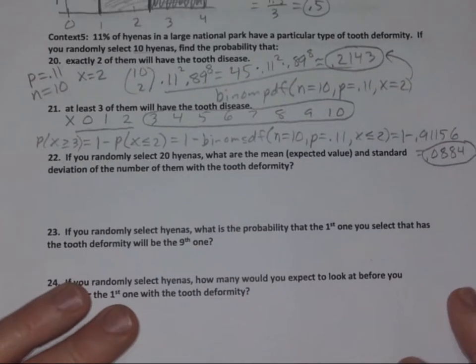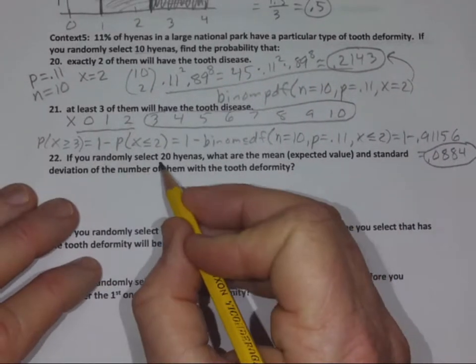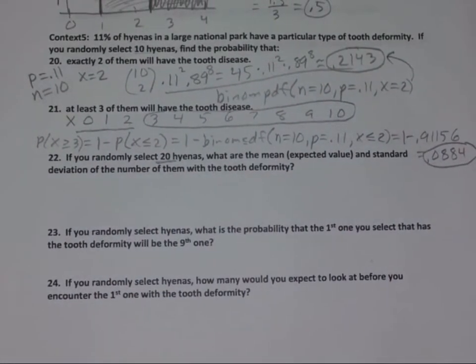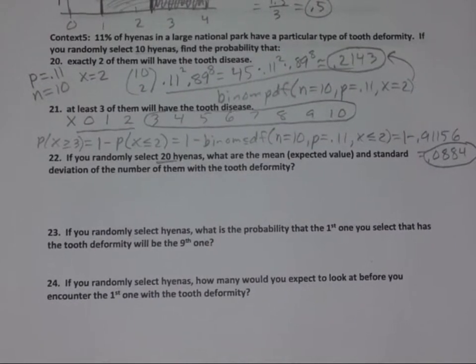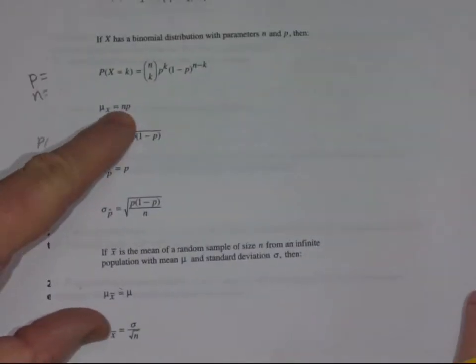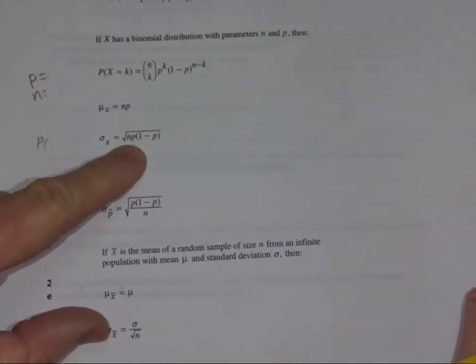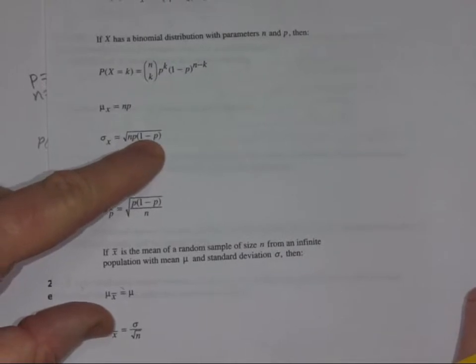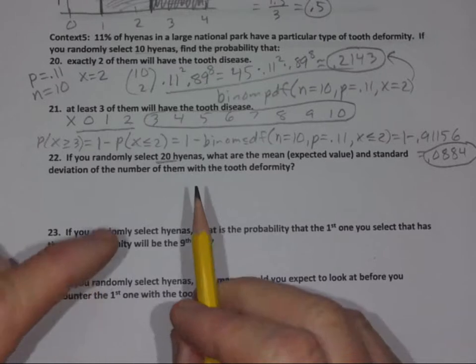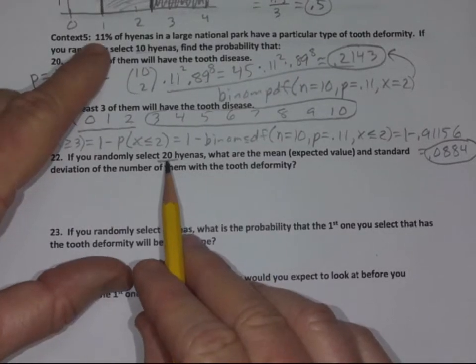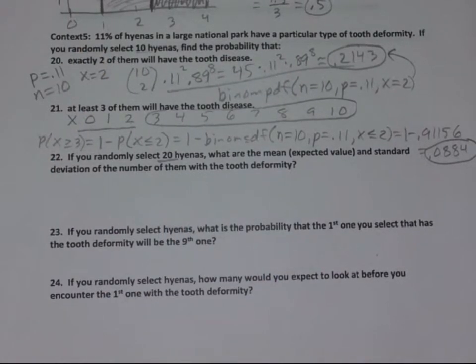All right, so then we have this. If you randomly select 20, now our N is 20. It's our sample size. What are the mean, or the expected value, and standard deviation of the number of them with tooth deformity? Well, the mean, like we said on our formula sheet, is just N times P. Okay, and there's our standard deviation, the square root of N times P times 1 minus P. And if you think about this, hopefully this is logical. It says 11%, and so what we are expecting is 11% of them.